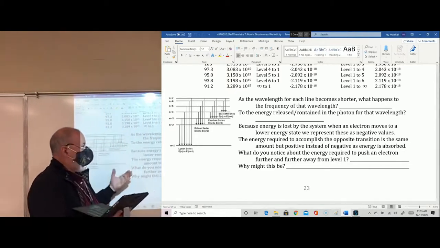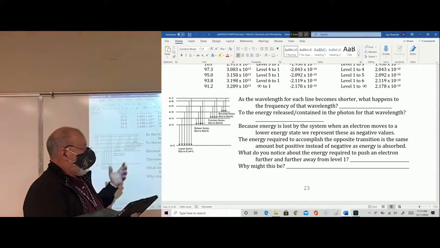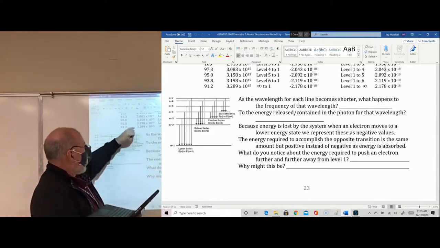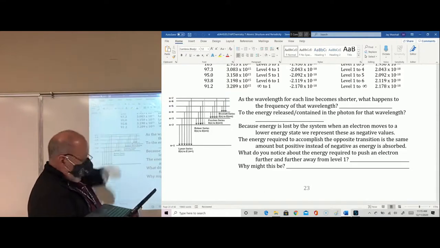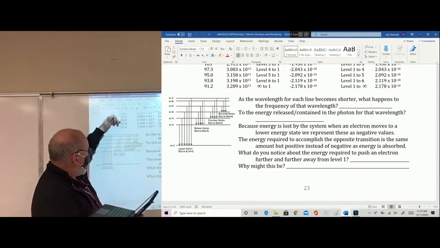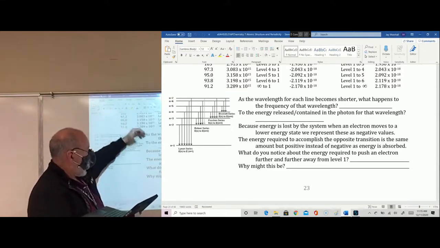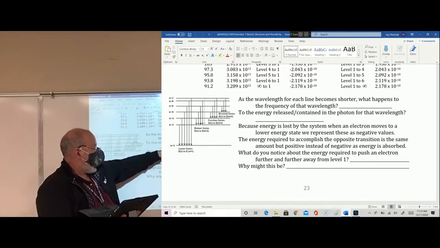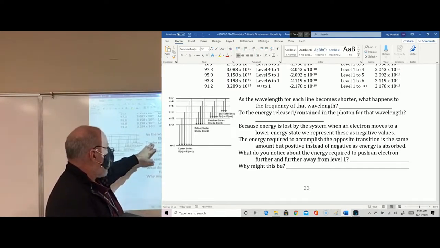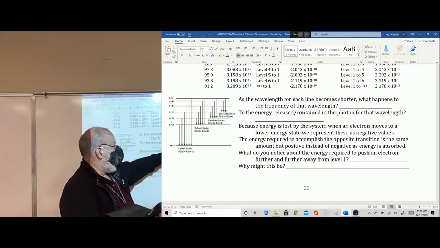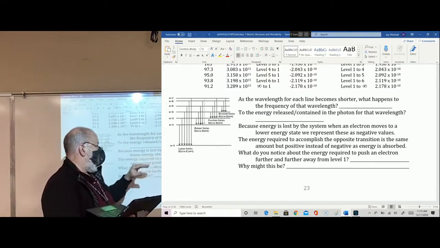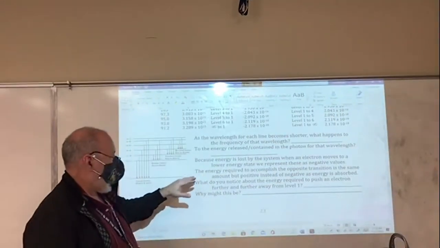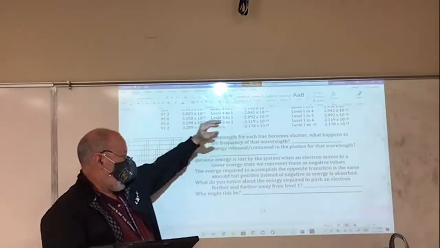And so as the wavelength becomes shorter, the frequency gets greater, right? So the shorter the wavelength, the greater the frequency. The energy, let's see, what happens to the energy contained in the photon? That also increases. Because the energy is lost by the system when an electron moves to a lower state, we represent these as negative values.